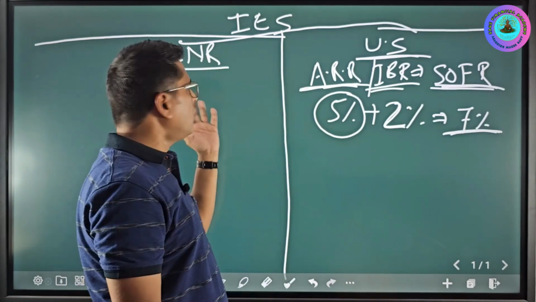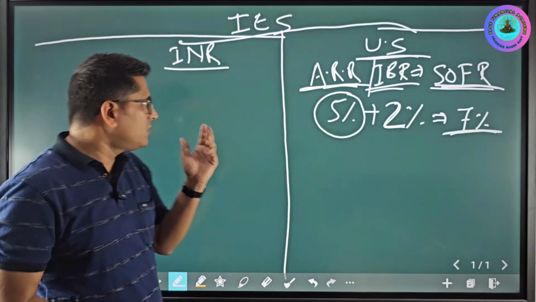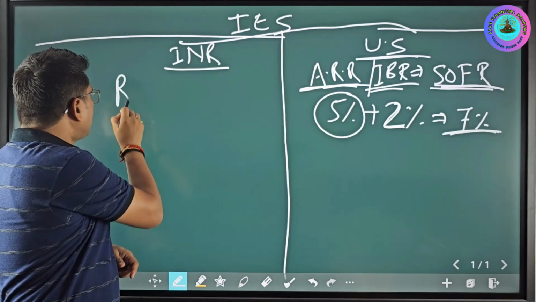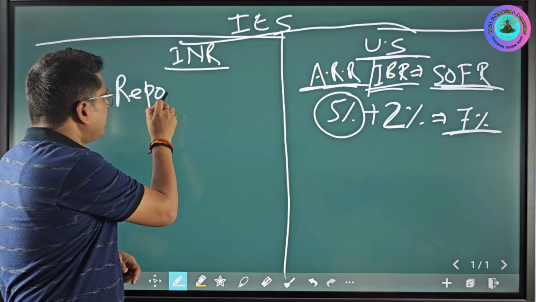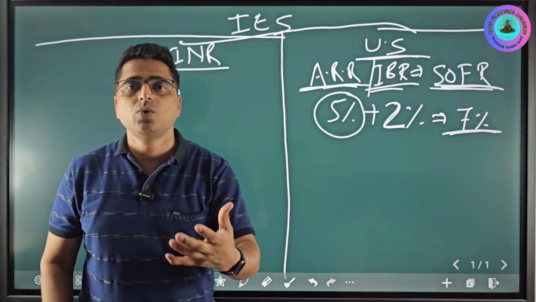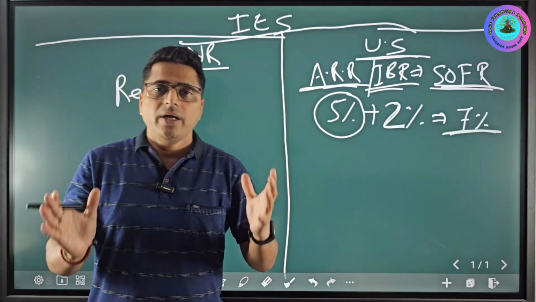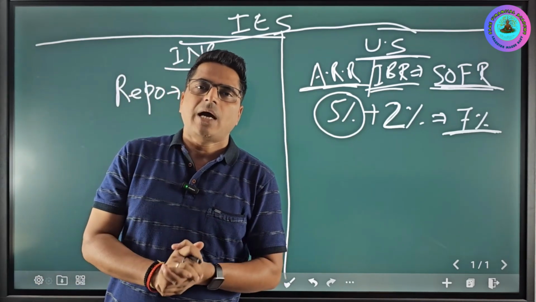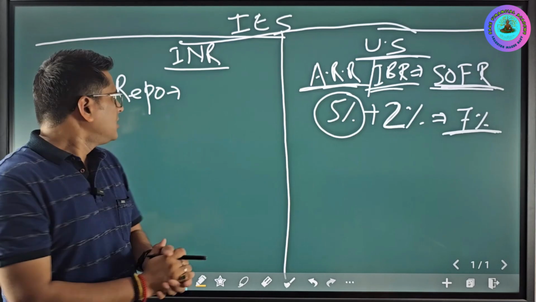If you talk about Indian rupees, how will it work? It is governed by the repo. Repo means the standard rate governed by the RBI. If RBI is giving a loan to any Indian institution or any Indian bank, RBI will charge the rate that is called the repo rate.